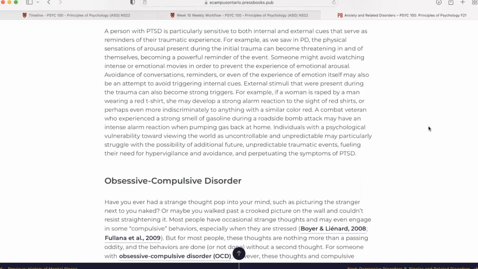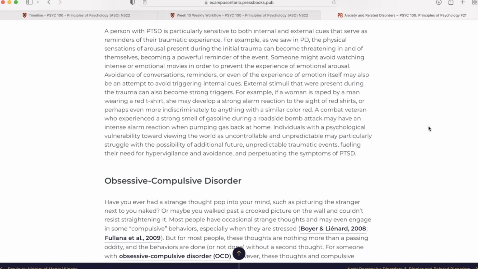Avoidance of conversations, reminders, or even of the experience of emotion itself may also be an attempt to avoid triggering internal cues. External stimuli that were present during the trauma can also become strong triggers. For example, if a woman is raped by a man wearing a red t-shirt, she may develop a strong alarm reaction to the sight of red shirts, or perhaps even more indiscriminately to anything with a similar color red. A combat veteran who experienced a strong smell of gasoline during a roadside bomb attack may have an intense alarm reaction when pumping gas back at home.